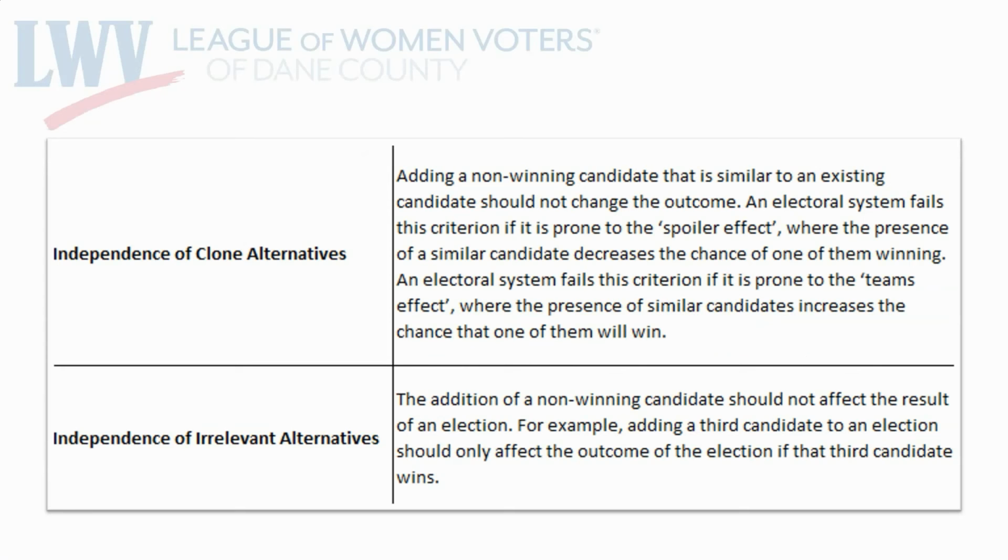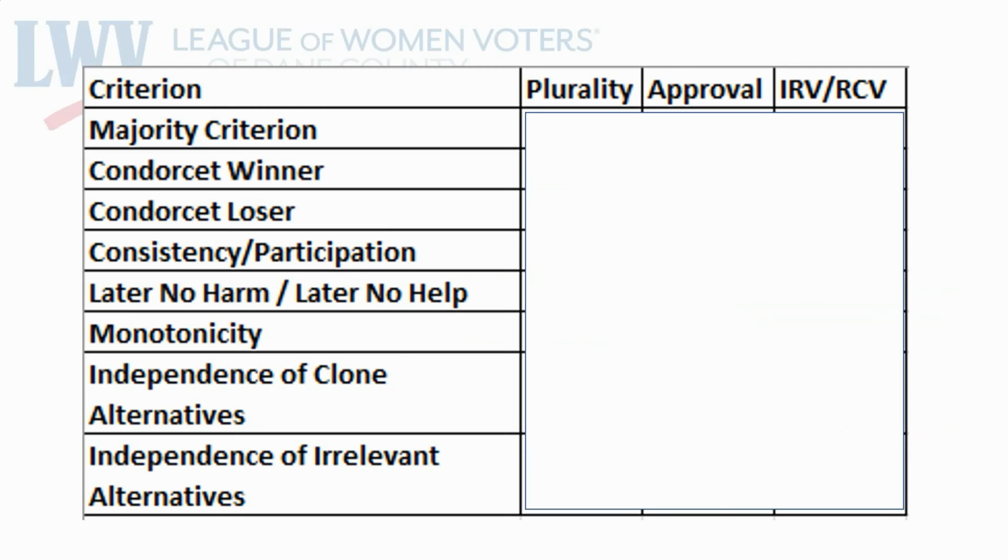And lastly, we have the independence of irrelevant alternatives. This states that the addition of any non-winning candidate should not affect the result of an election. In other words, the only way an additional candidate should be able to change who wins an election is if that new candidate wins. Now we'll take a look at 3 electoral systems to see which systems meet which criteria.